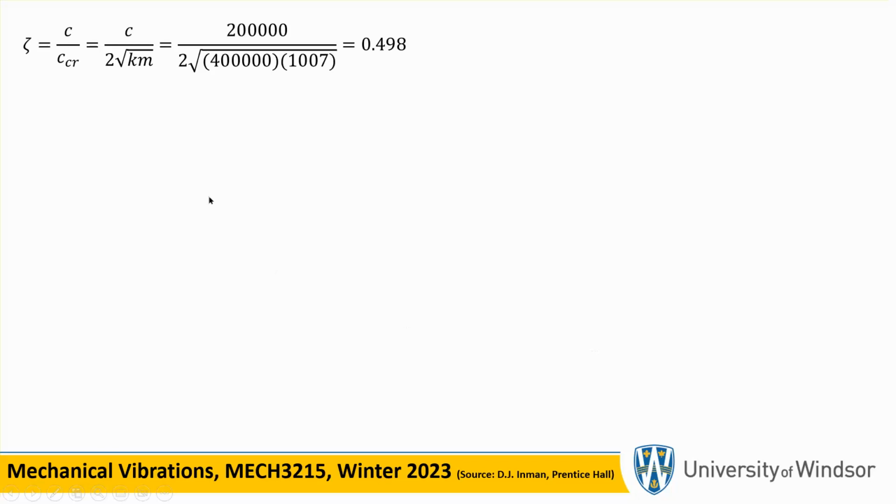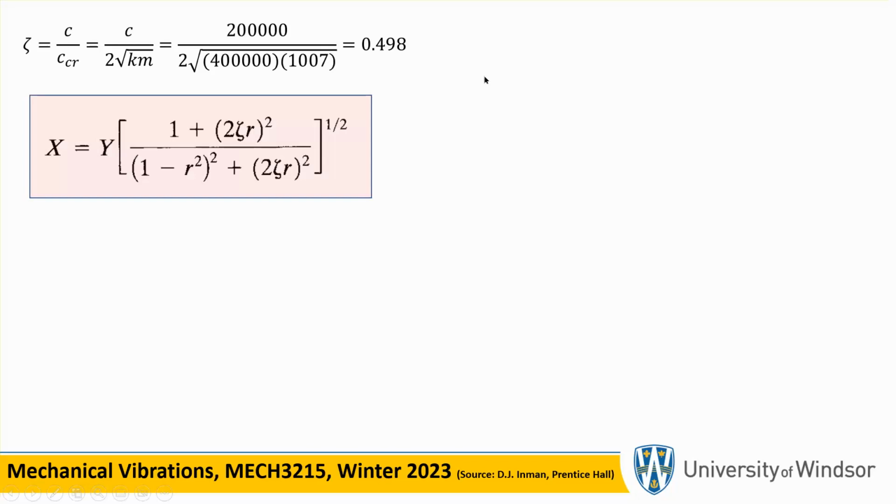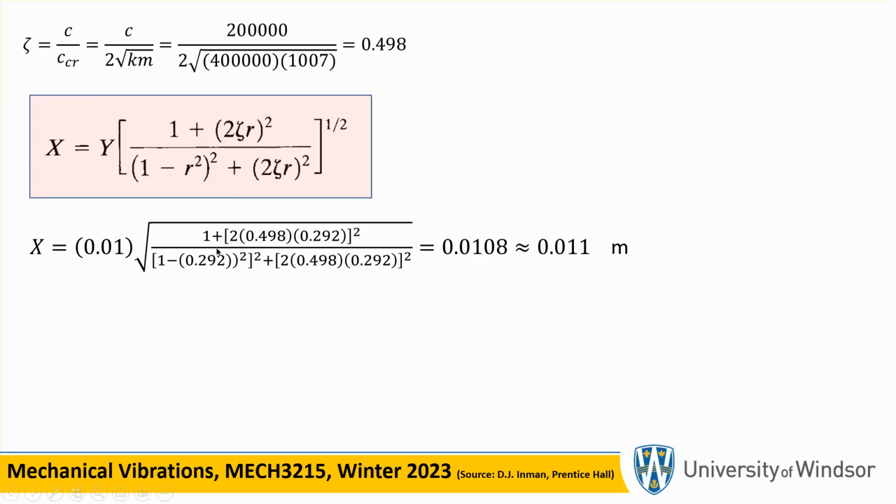Now you have the value of c, the stiffness of the spring, and the mass of the car. You can find the damping ratio, which is right here. And now you stick it in there. Big Y was 0.01. You just found psi, you found the frequency ratio, you plug it in, and you get your X.